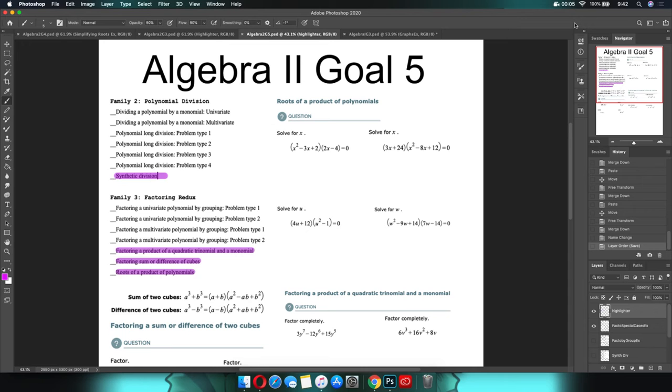Setting up again for Algebra 2 Goal 5. We're going to be finishing up our Family 3 factoring redo. There are a couple of special cases that we want to get you guys comfortable with.